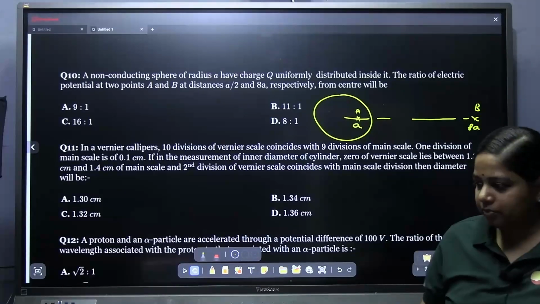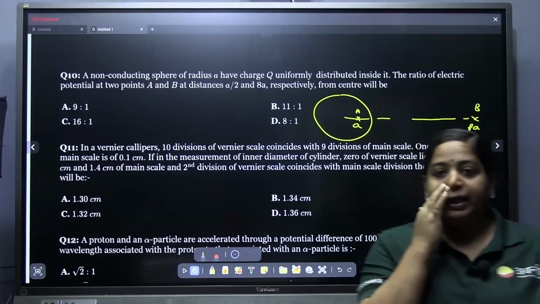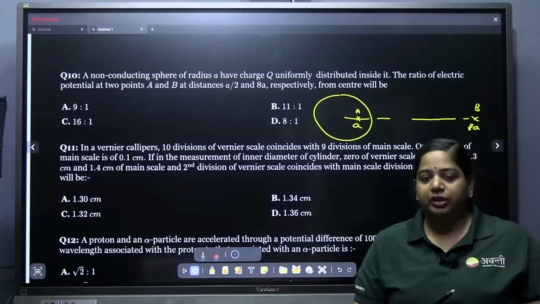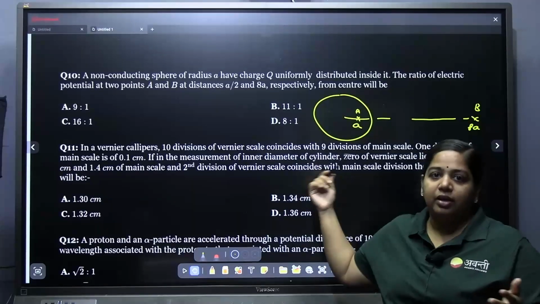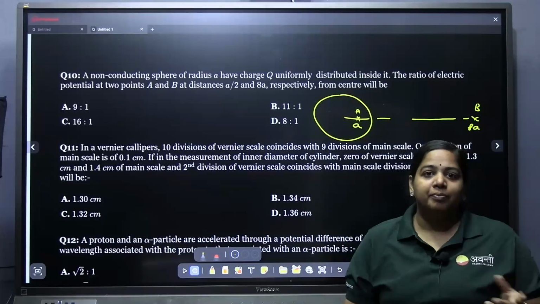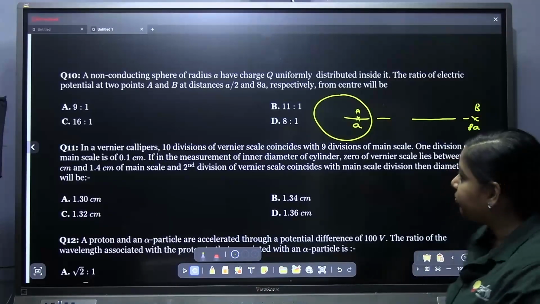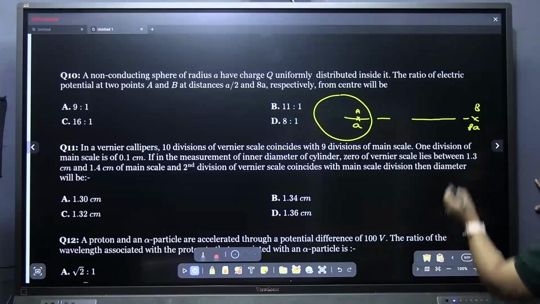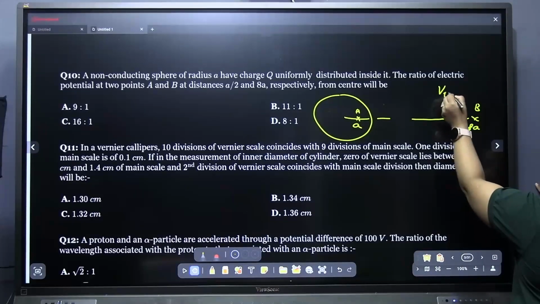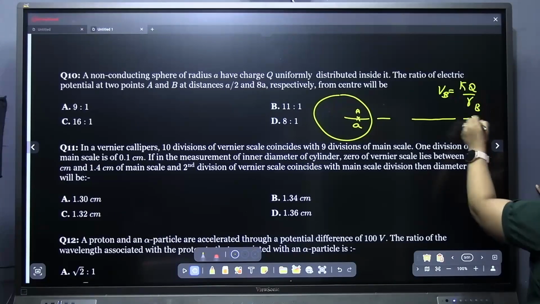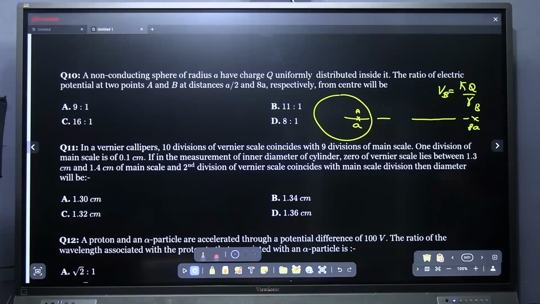Okay, this is why I told you, even though we won't get that much question from potential and electric field inside a solid sphere, sometimes there is a 1% chance that a question will come. Outside there is no problem. Potential at B is equal to KQ by R, where R is 8A.